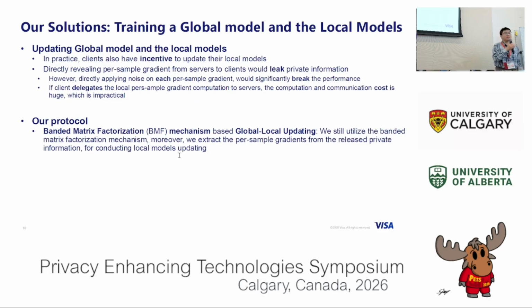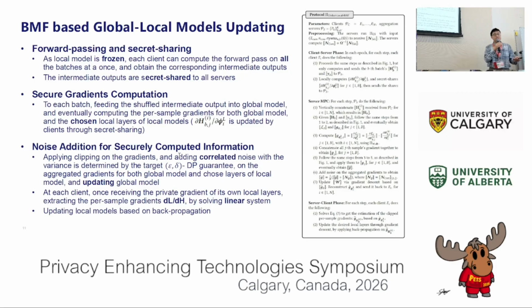Okay, so the third solution is that we try to train both the global model and the local models. What we do here is that we still utilize the banded matrix factorization mechanism, but we introduce another technique: we try to extract the per-sample gradients. So we still do the forward passing at each batch, but we not only compute the gradients for the global model, we also pass the partial gradients of the chosen local layers. Here phi_i^L would be the last layer or last two layers.